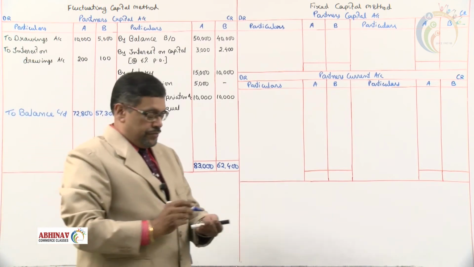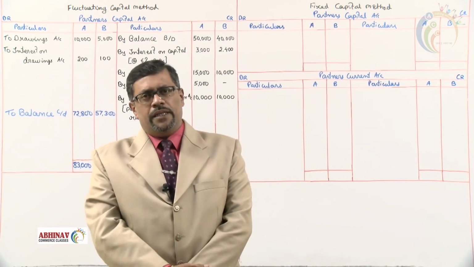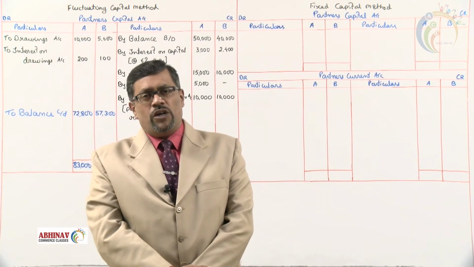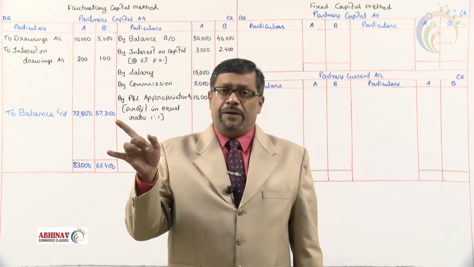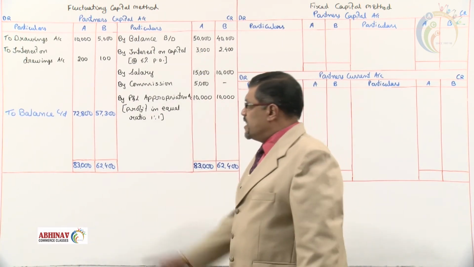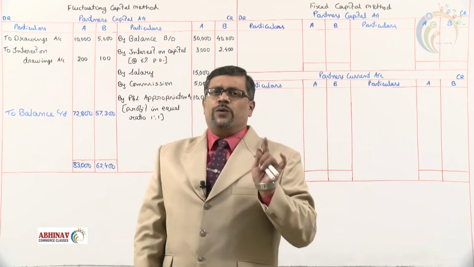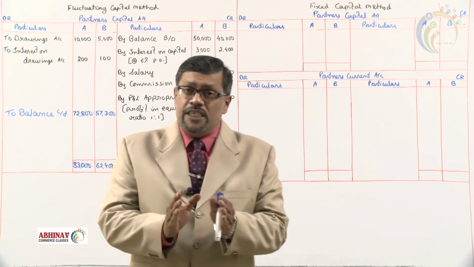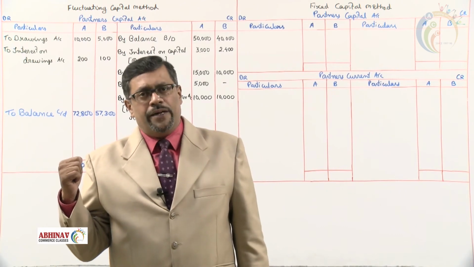Now, which method is this we have learned? Fluctuating capital. What is fluctuating? Capital at the end will not be the same as compared with the beginning. 50 and 40 invested, is the capital the same? No, it changes. That is what the fluctuating capital method is. It changes because all the adjustments are done in the capital account.